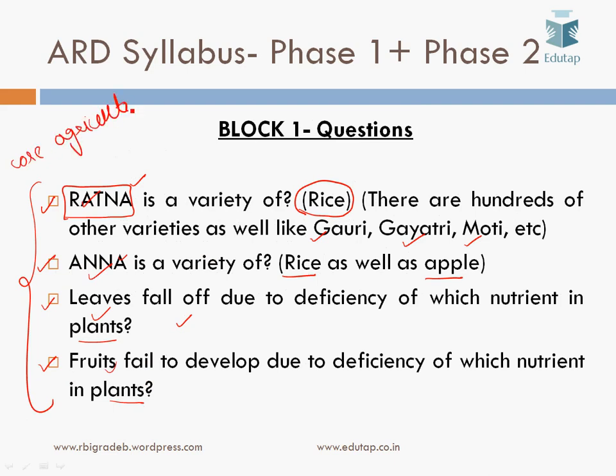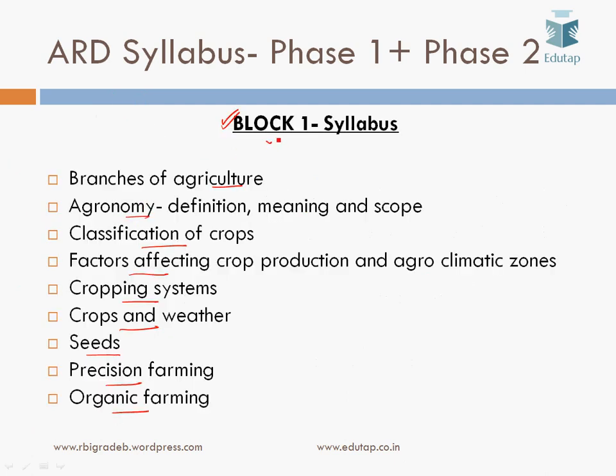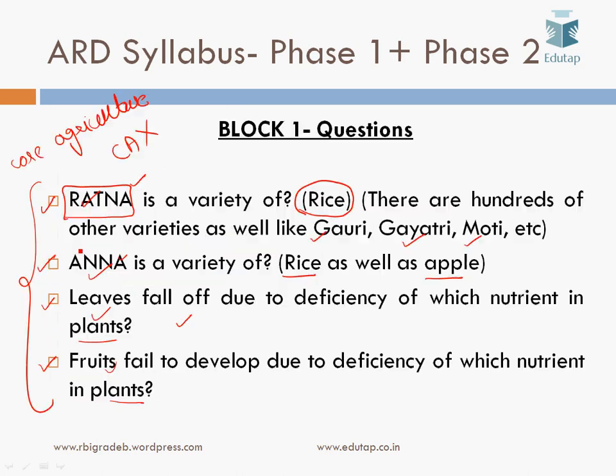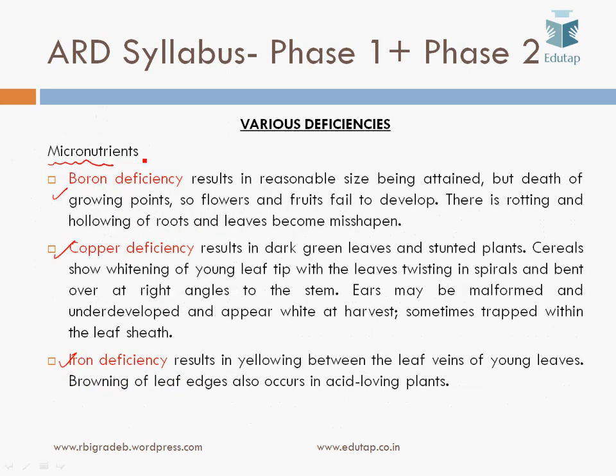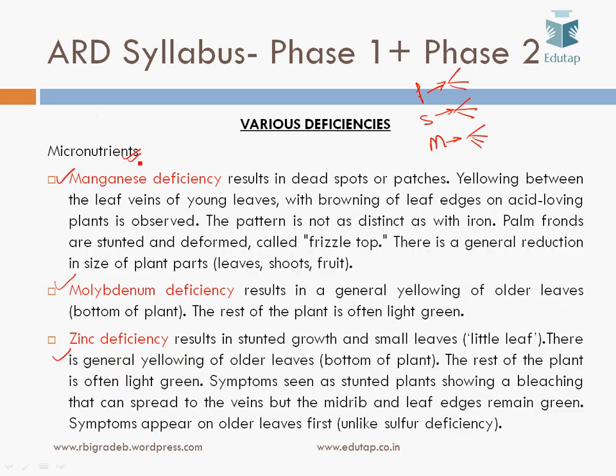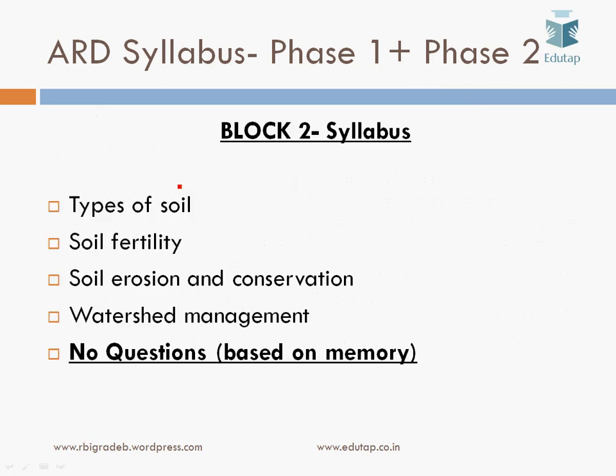Now they are not from current affairs or anything. They are not from current affairs. So when we come to this block 1 syllabus, it is classification of crops, different varieties of crops. All these 4 questions are based on core agriculture. They are not to be found in the current affairs. Fine, please keep this in mind. And there are different nutrients, primary, secondary and micronutrients. The deficiency of each nutrient causes certain things.